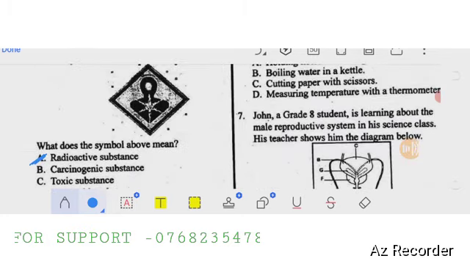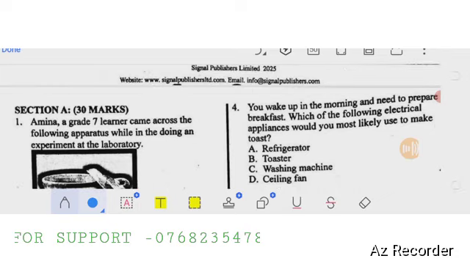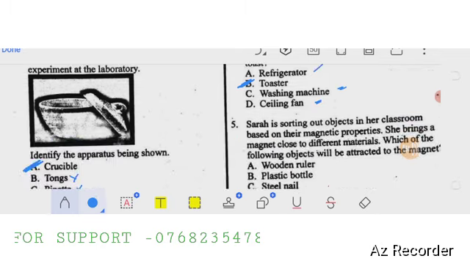The next question, which is question 4, says you wake up in the morning and need to prepare breakfast. Which of the following electrical appliances would you most likely use to make a toast? To make a toast, you need what we call a toaster. A fridge cannot make a toast. It's used for preservation. Washing machine for washing clothes. Fan for ventilation or for air conditioning.